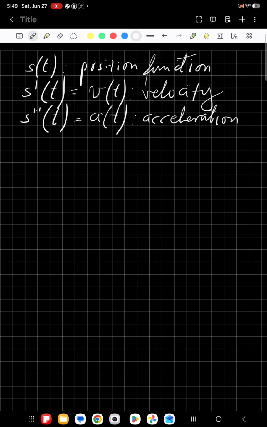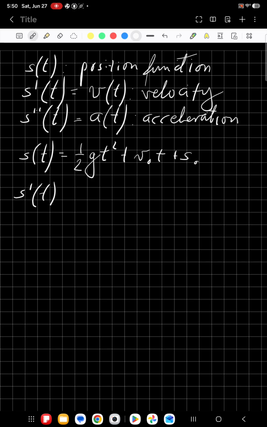Okay, so why don't you try to calculate the second derivative of that position function of a free-falling object. That was half gt squared plus v0 t plus s0, initial velocity and initial position. We've done it before. Pause the video, try to figure it out, try to do it without looking.